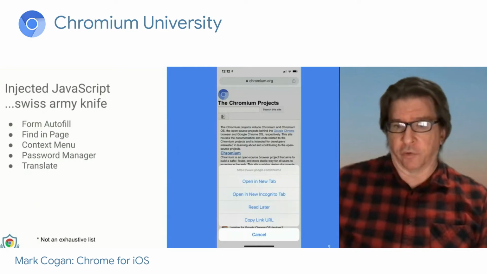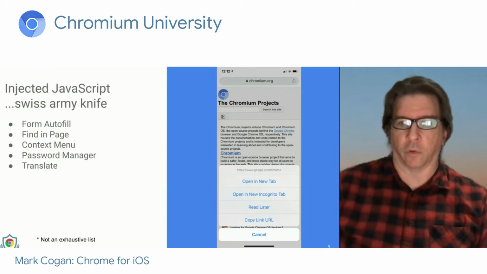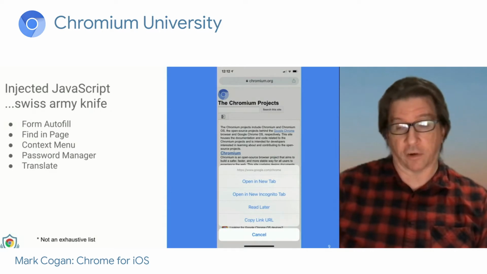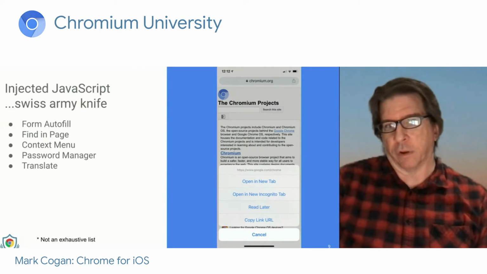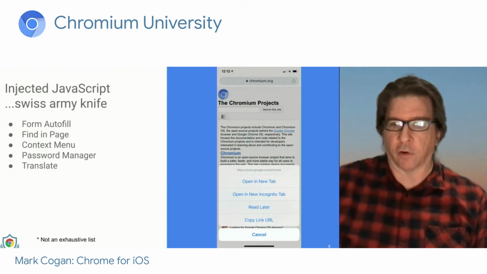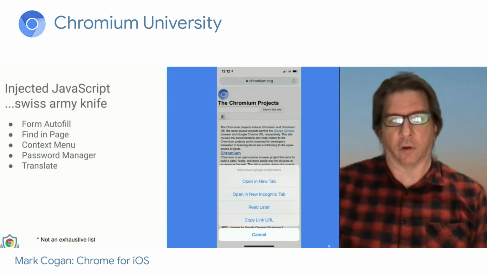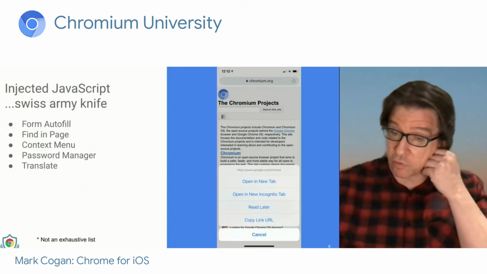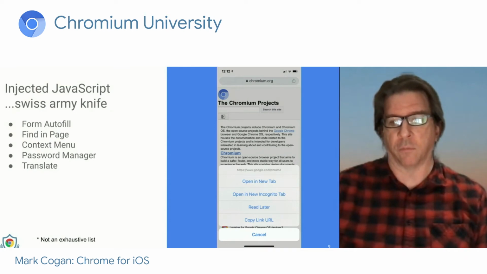So how do we build features if we don't have access to, say, the DOM directly, or the things that we would think of as the content layer in Chromium? And for us, the answer is injecting JavaScript. I'll talk a bit more about the practicalities of this later, but for almost any kind of feature that interacts with the contents of a web page, we have to write JavaScript that we inject to handle it. This is how we do autofill, how we do find in page, even the context menu when you long press on a link. We have to use injected JavaScript to detect and manage that interaction.